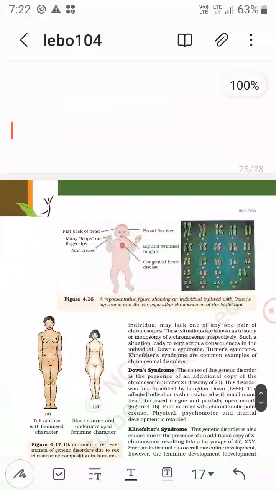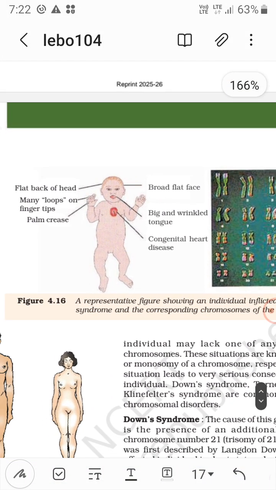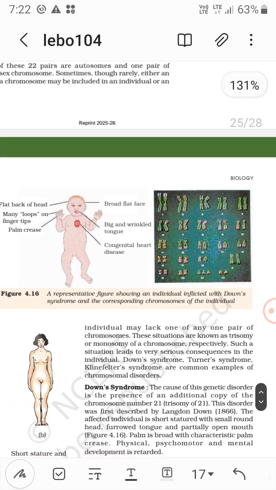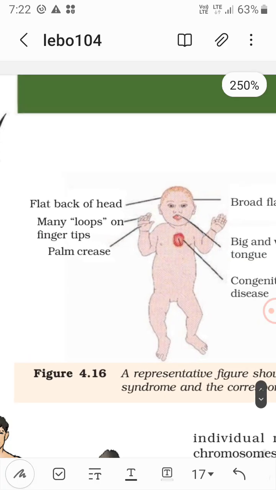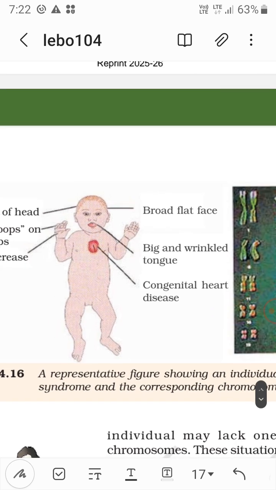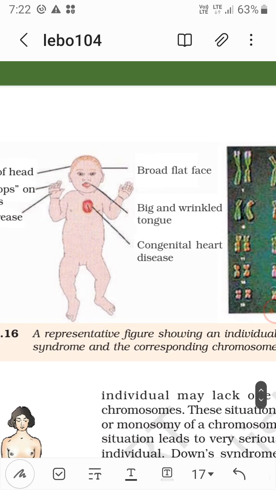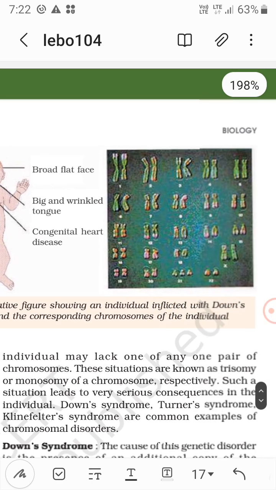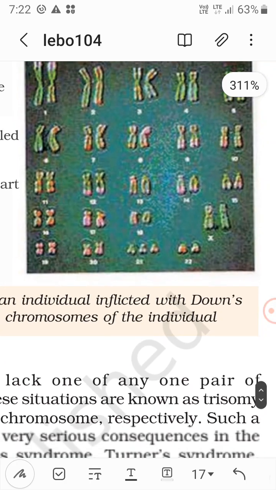Here is a representative figure showing an individual afflicted with Down syndrome and the corresponding chromosomes of the individual. You can see the flat back of the head, many loops on fingertips, the palm crease, the broad flat face, and the big and wrinkled tongue. Also, congenital heart disease. And this is the 21st chromosome, which has a trisomy.